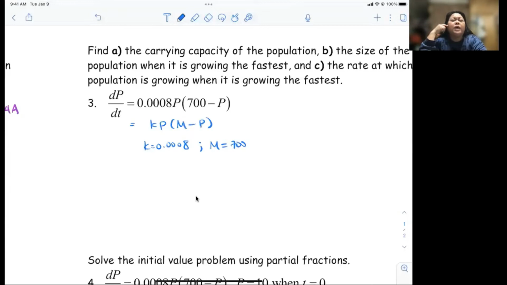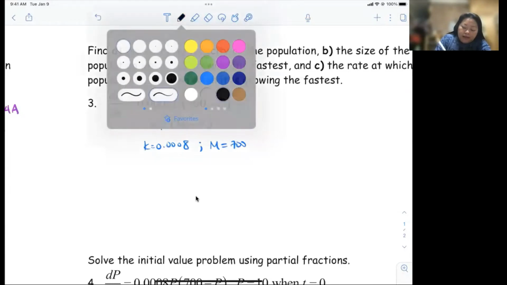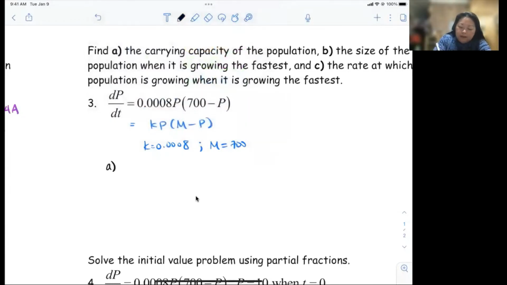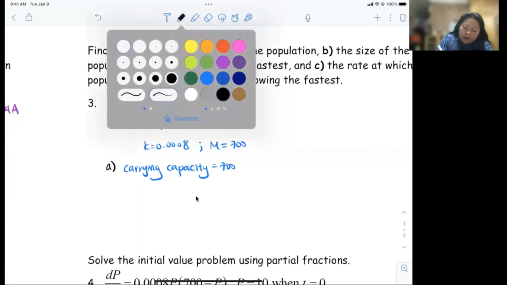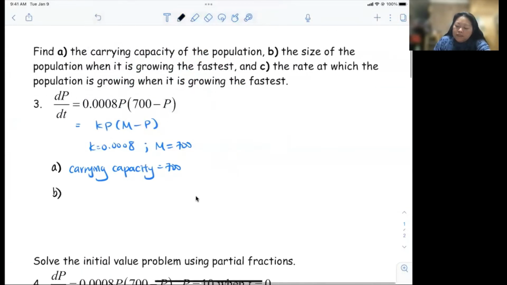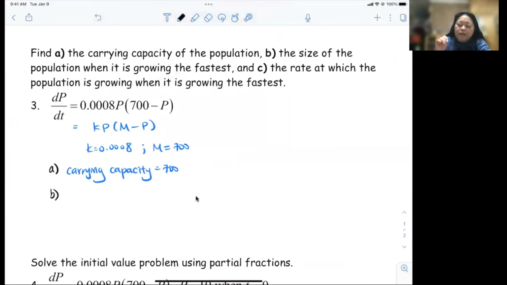It's 0.08% because you have to move the decimal two places, and my carrying capacity is 700. So that answers the first question. What is the carrying capacity of the population? So the carrying capacity is 700.